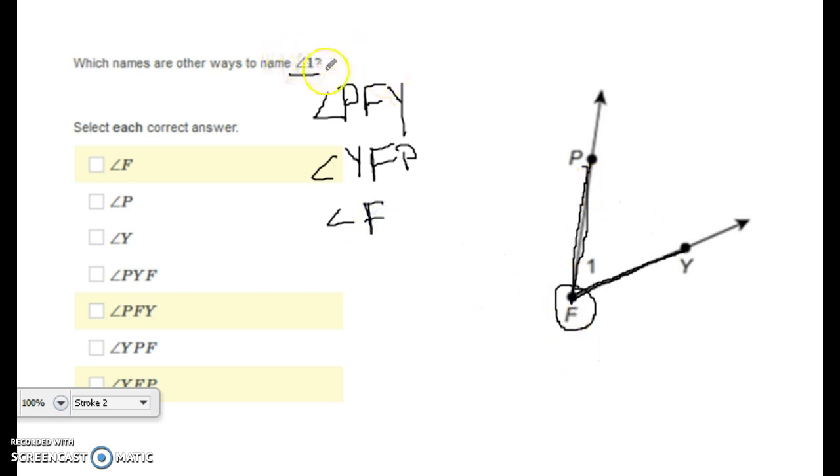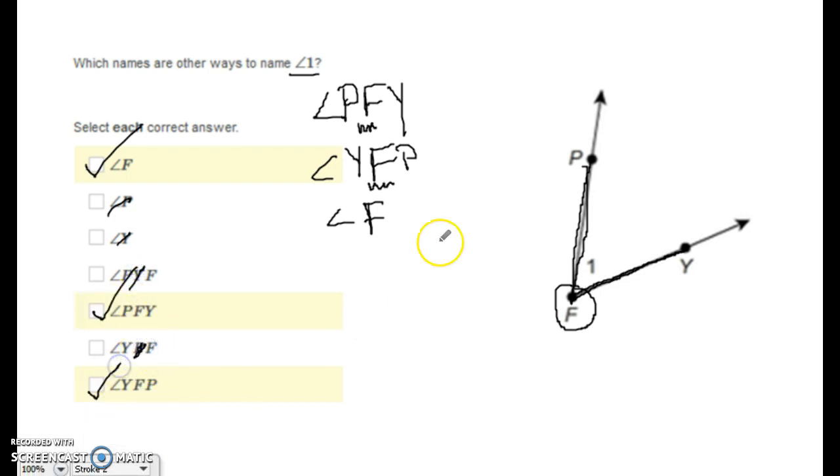There's 4 different ways. So if we look over here, angle F works. It has to be labeled, if it's 1 letter, by the vertex, so those don't work. The vertex also has to be the middle letter when you use 3, so those aren't going to work. Let me move this down. This one would work, that doesn't, and this does.